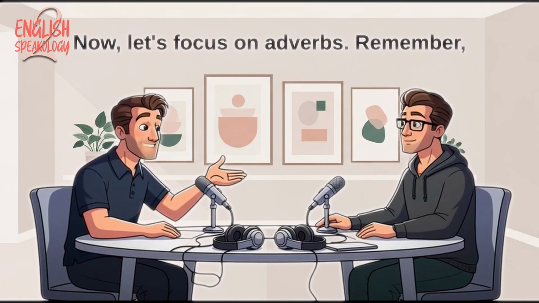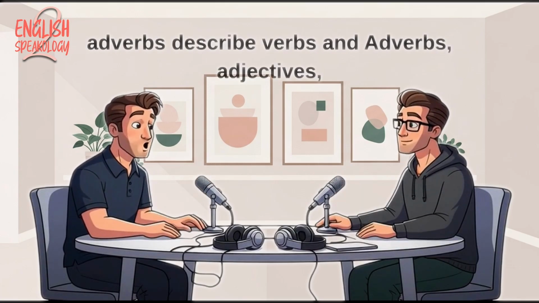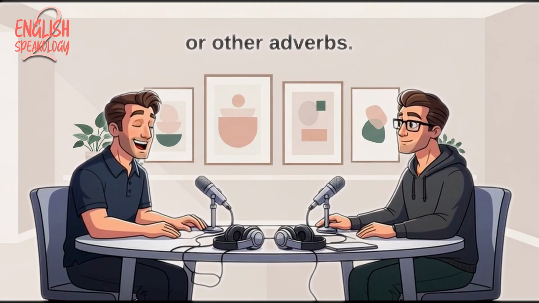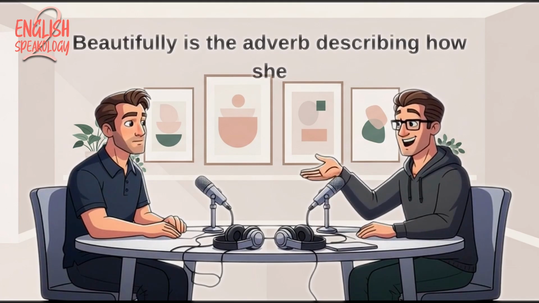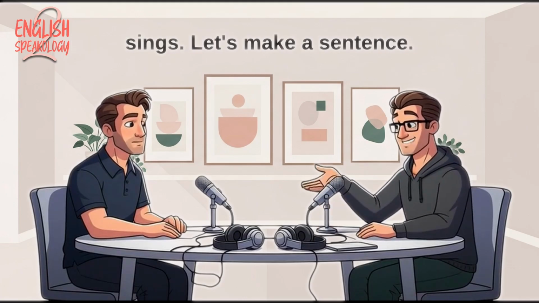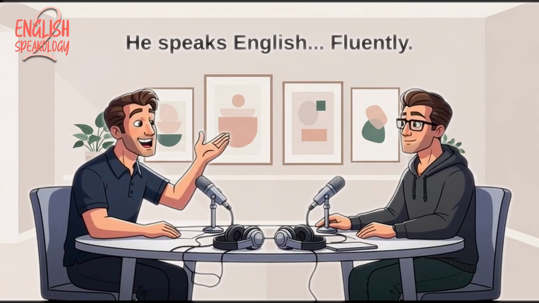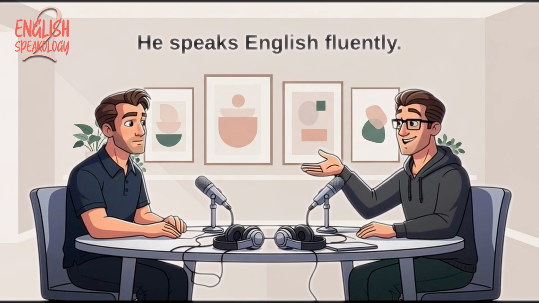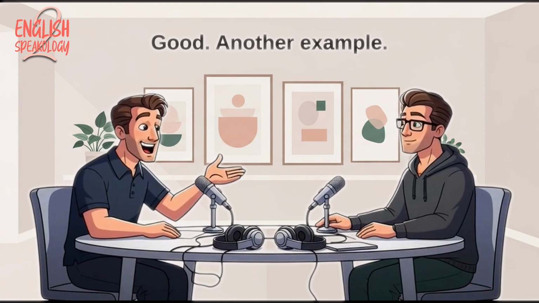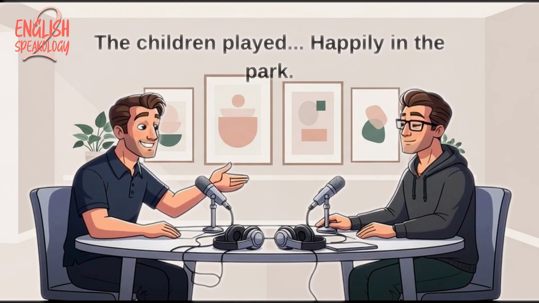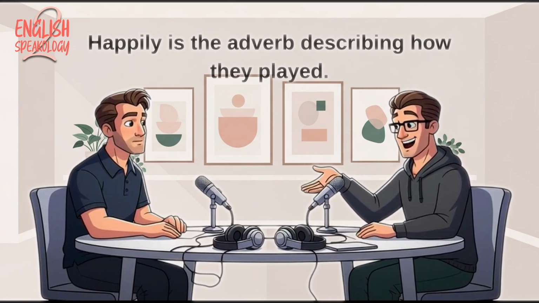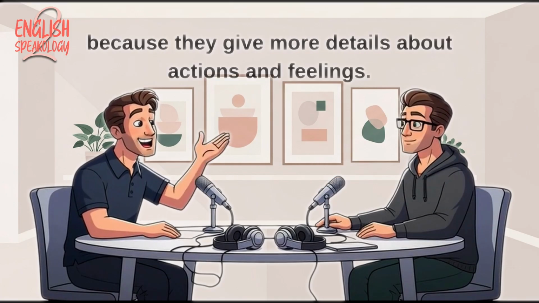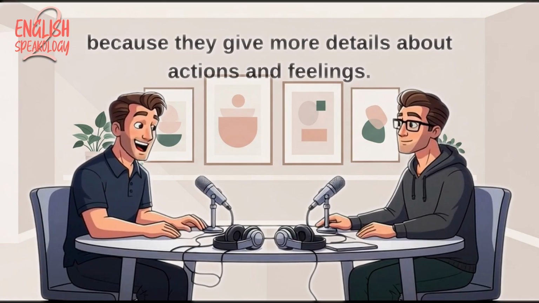Now let's focus on adverbs. Remember, adverbs describe verbs, adjectives, or other adverbs. For example, she sings beautifully. Beautifully is the adverb describing how she sings. Let's make a sentence. He speaks English fluently. Good. Another example. The children played happily in the park. Happily is the adverb describing how they played. Adverbs are very helpful because they give more details about actions and feelings.